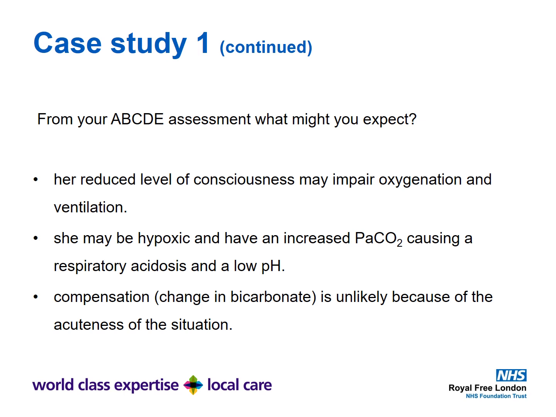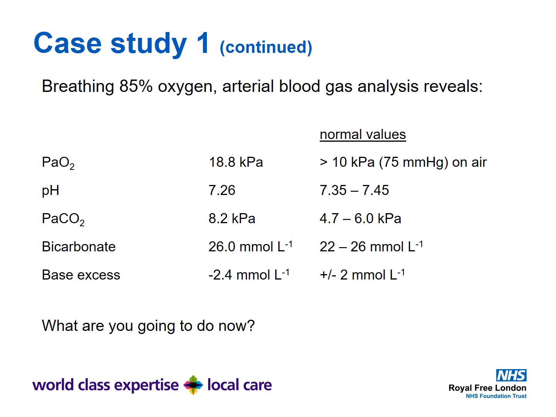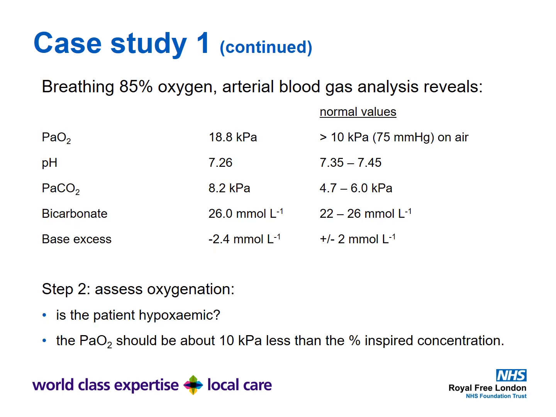So let's go on and have a look at her gas. She's breathing 85% oxygen. She has a PO2 of 18.8, pH 7.26, CO2 8.2, bicarb and base excess are essentially normal. Now again, the first thing to recognise here is how much oxygen she is on compared to the actual blood level of the ABG. So what are we going to do now? Well, we're going to assess the oxygenation. So let's have a look at that.